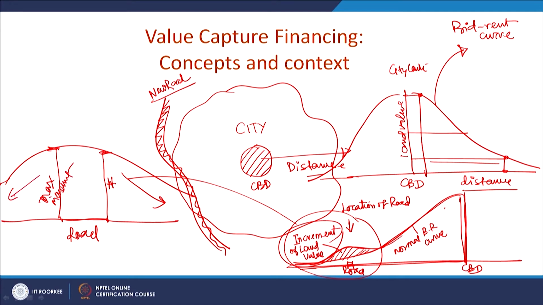And then it goes down. Now, the question is, please think about how we can utilize this increment of land value, because the road is constructed by the public agency, but the land adjoining this road is owned by private owners, and they are getting the advantage of the enhancement of the land value. Now, if a share of this enhancement can be taken back to the public exchequer to fund that particular infrastructure, in this case the road, that mechanism can be called value capture financing.